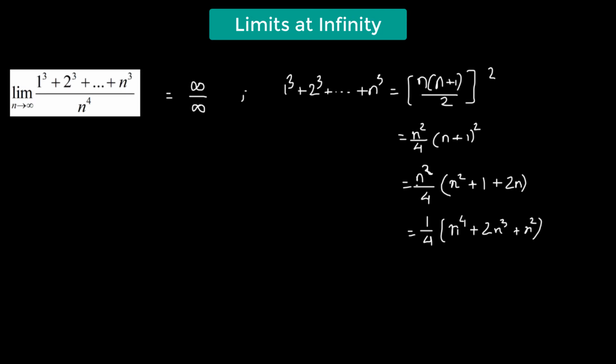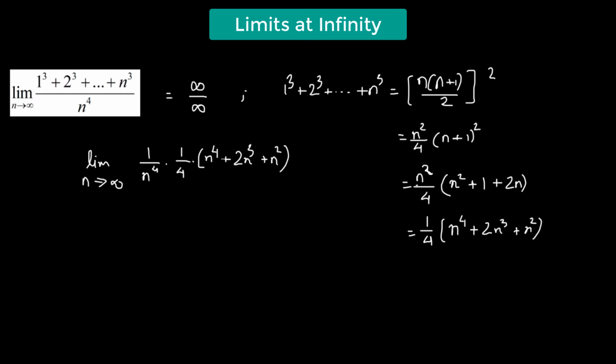Now let us substitute this value back into our function in the numerator. So we have the limit n tending to infinity of 1 over n raised to the power of 4 multiplied by 1 over 4 times (n raised to the power of 4 plus 2n cubed plus n squared).